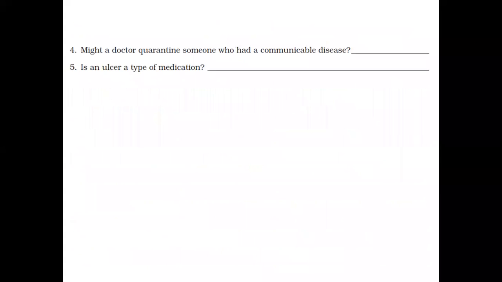Might a doctor quarantine someone who had a communicable disease? Yes. If someone is having a communicable disease, if it can be transferred to other people, the doctor will definitely suggest that person be quarantined. Yes. Is an ulcer a type of medication? No, ulcer is not a type of medication. It is a type of disease. So it's no. Okay. So that's it.